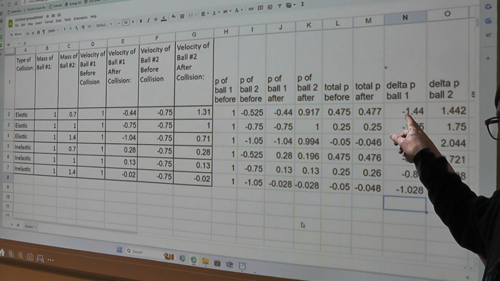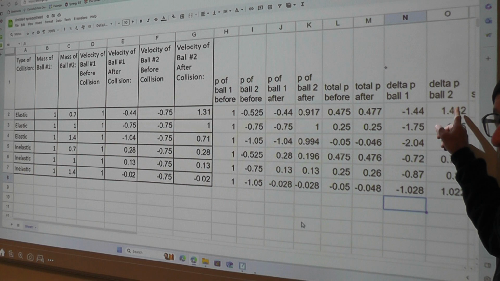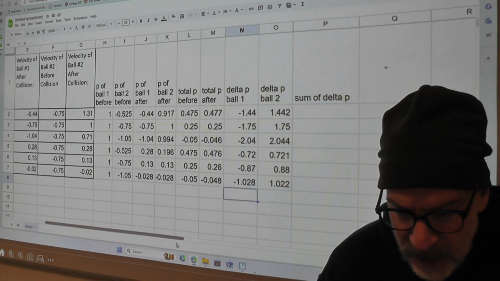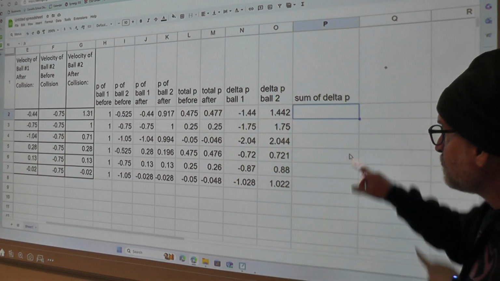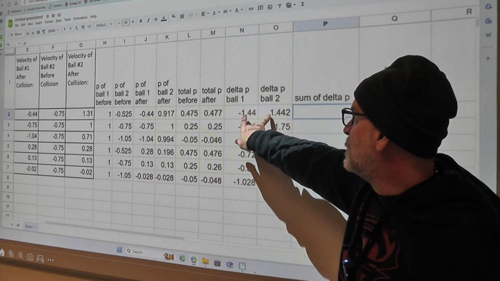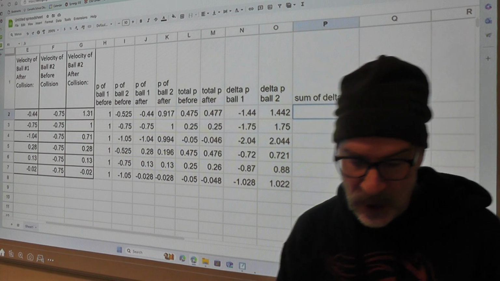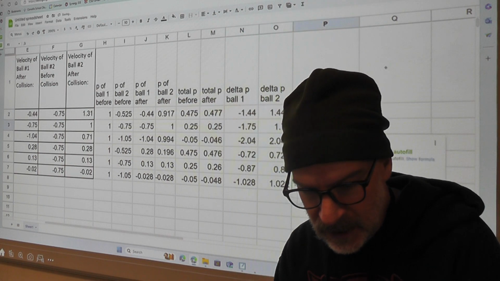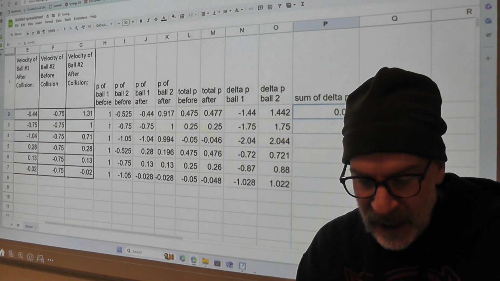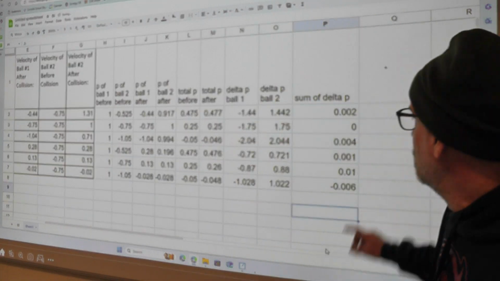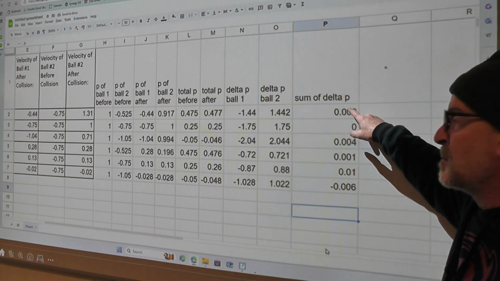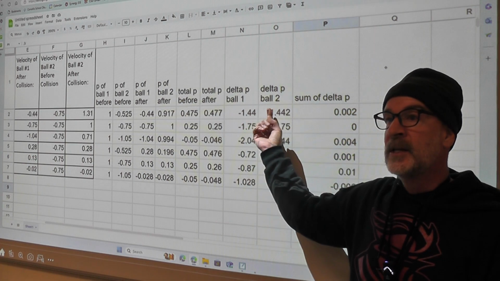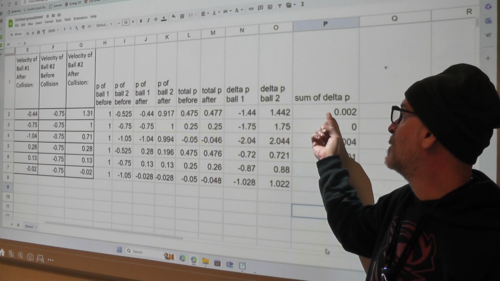However much this one changed, the other changed by the exact opposite amount. And then we can do some more simple math. We can add these two changes in momentum together. So I'll use Sheets to do that. If I add this and this, I get a very small number. If I look at all of those very small numbers, they're just small, small, small, small, small. Basically what it's saying is the change in ball 1 plus the change in ball 2 is almost 0.